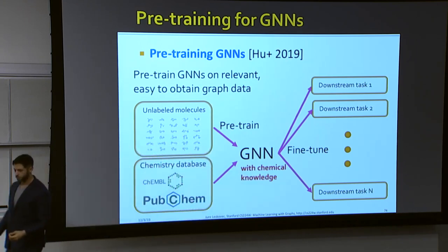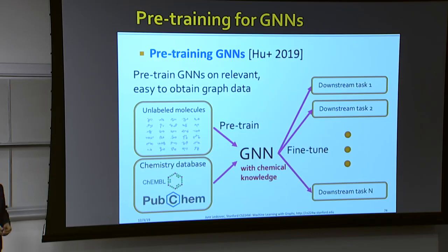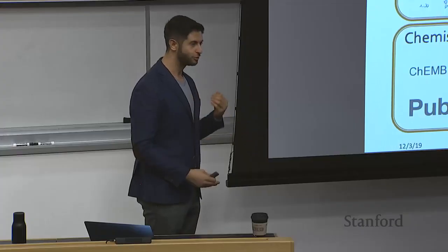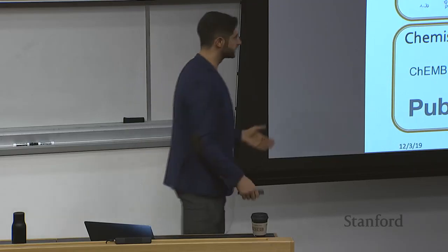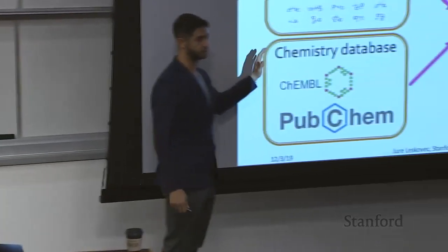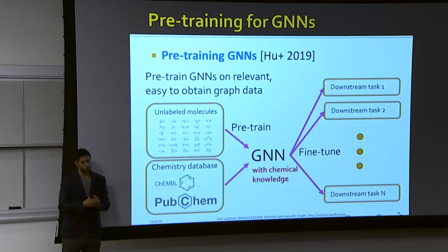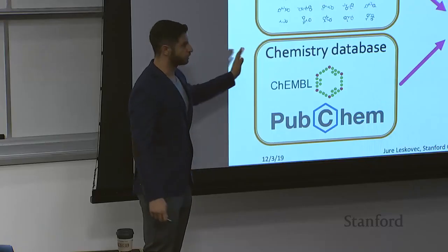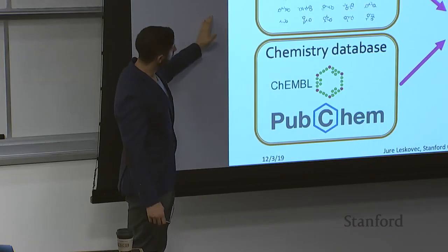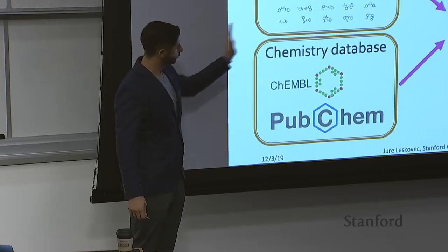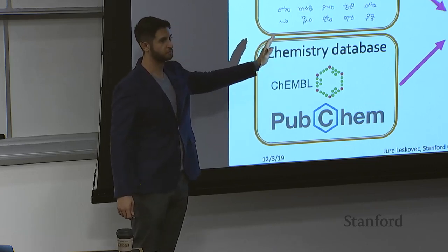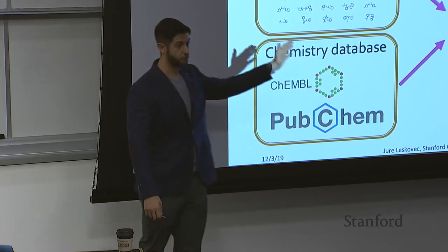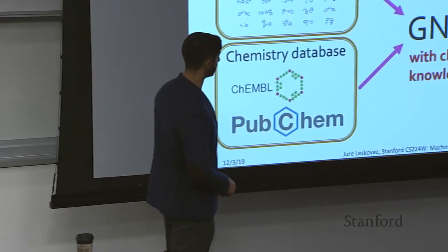In case you have taken, I don't know, 224N and you have been seeing language models and transformers and so forth, this is something very common nowadays in natural language processing, where we just pass huge data sets to these very deep architectures, and then we fine-tune for specific tasks, such as question answering, for example. So we're trying to do exactly the same for GNNs: large data sets, both labeled and unlabeled, pre-train, bring in as much inductive bias as possible in the GNN, and then fine-tune for additional downstream tasks.